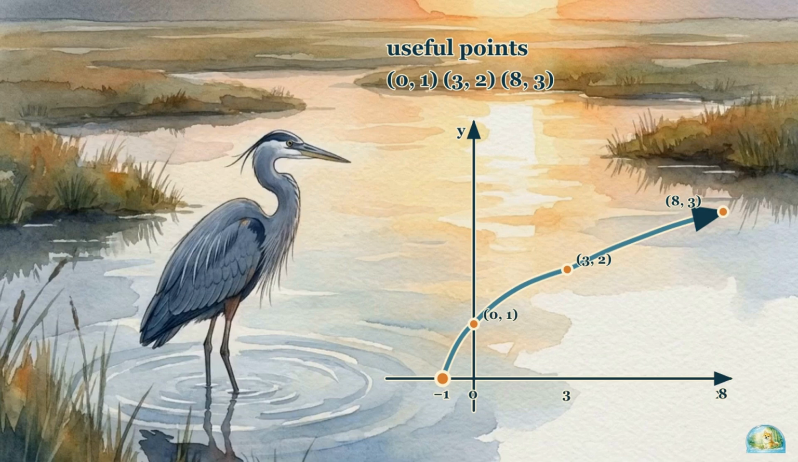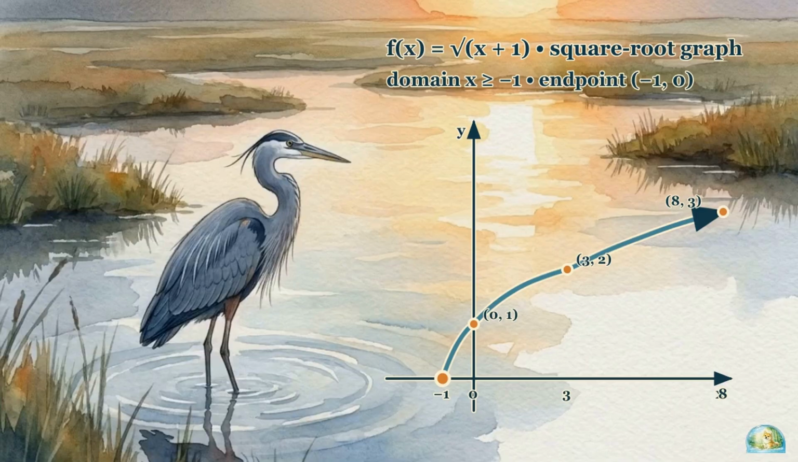For f of x equals the square root of the quantity x plus 1, require x plus 1 to be non-negative, so x is at least -1. The endpoint is -1, 0, and the curve continues to the right.